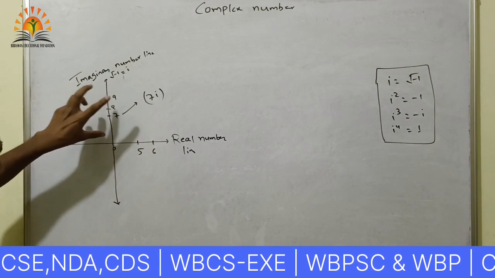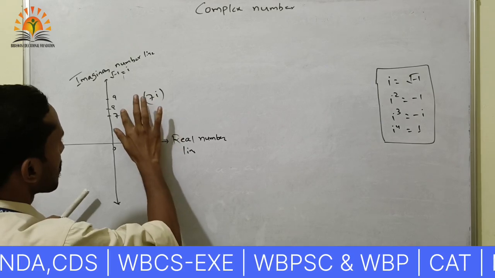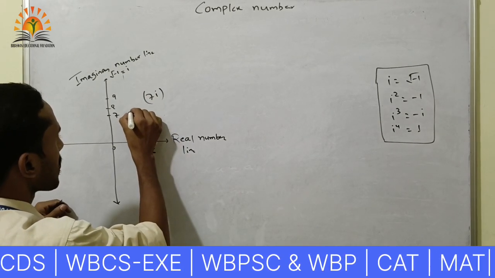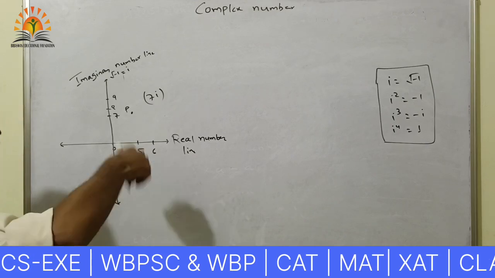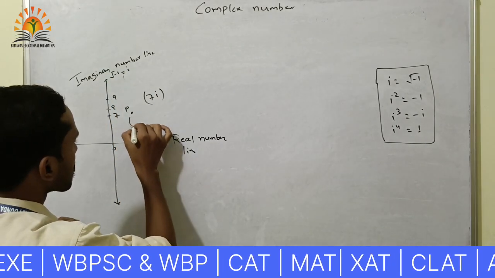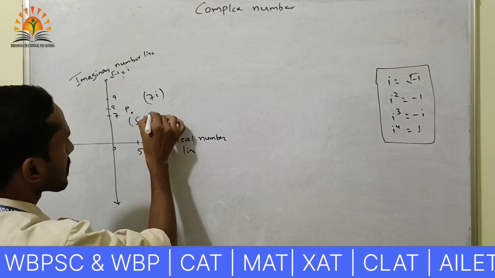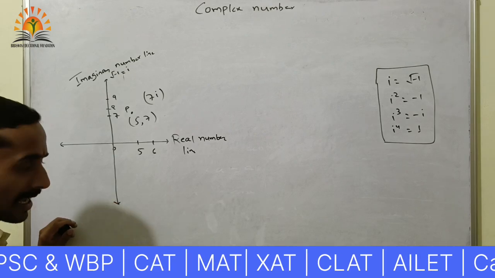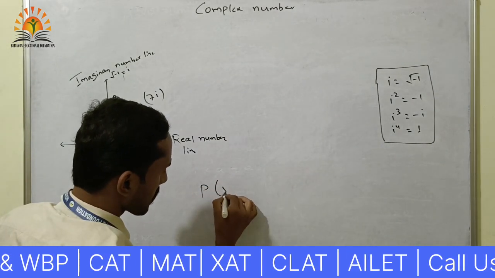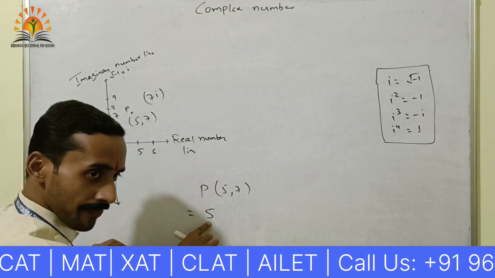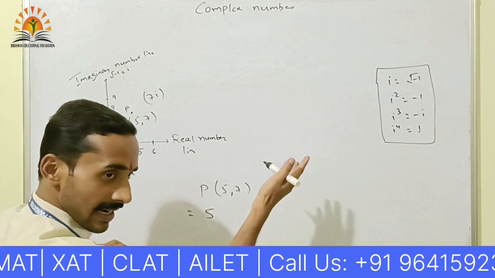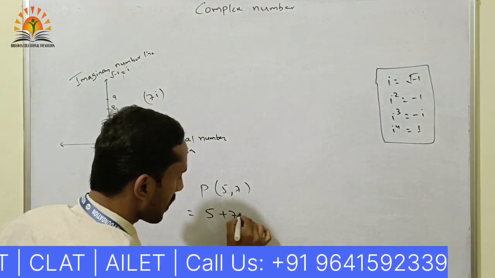Clear? So any point in a space, let us assume this is a point P in a space, is represented by 2 values, x-axis and y-axis. This x value is 5 and the y value is 7. This point, 5 and 7, can be written as 5 in the real part and 7 in the imaginary part. So we write it as 5 plus 7 iota.